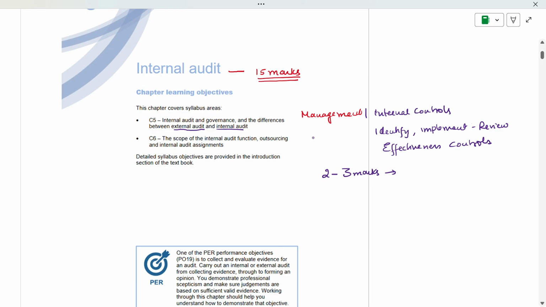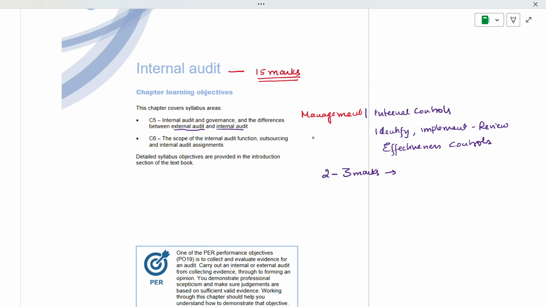Like test of control and test of details, similar to that. Here also they will ask about internal and external audit, and it is a simple one. It is not difficult at all.